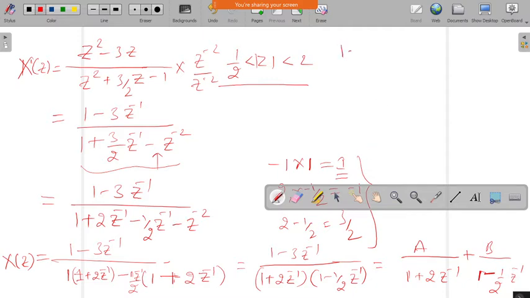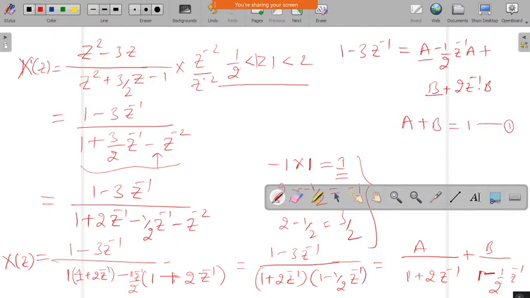So we are going to get 1 minus 3 z inverse, which is equal to a minus half z inverse into a plus b plus 2 z inverse into b. Now the coefficient of 1, or z power 0 coefficients, if we equate, you are going to get a plus b. So this and this will be equated to 1.